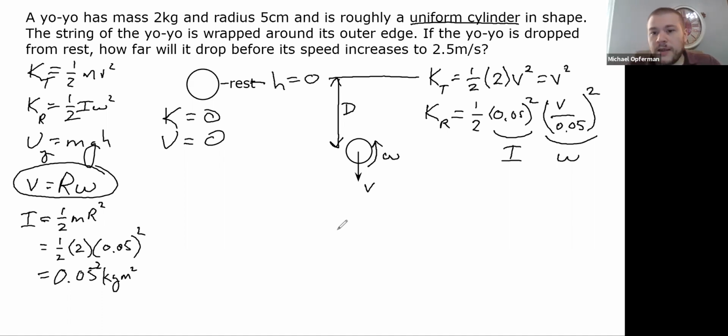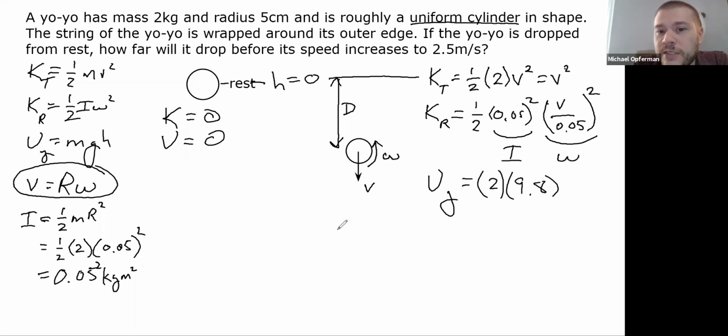Okay. Finally, I need to write my gravitational potential energy, and that's mgh. So m is 2, g is 9.8, and h, now notice that h is below my reference level, so I'm going to need a negative sign there if I want the variable d to come out as positive. So it's d below my h equals 0 reference level. And 2 times 9.8 is 19.6. Minus 19.6 times d.